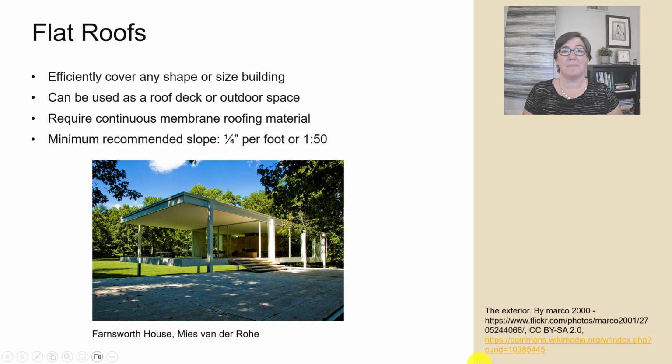Now that we have this vocabulary, let's talk about some characteristics of the different types of roofs. Starting with the flat roofs. Flat roofs are really efficient at covering any shape or size building. It's one of the reasons that you'll see them a lot in commercial and larger buildings. Flat roofs require a continuous membrane roofing material. So waterproofing, very, very important because they don't naturally shed the water. You have to pay close attention to this and provide a continuous membrane to protect your house below.